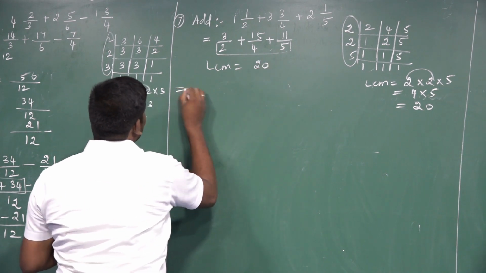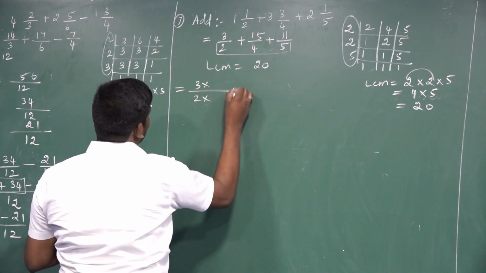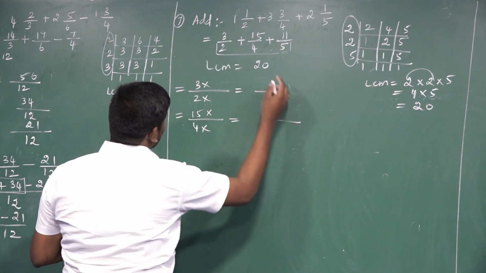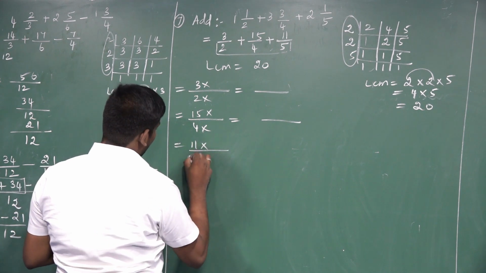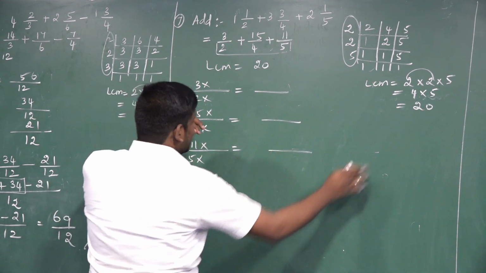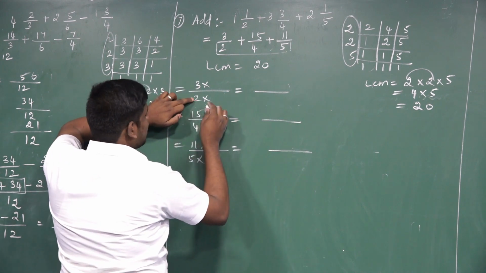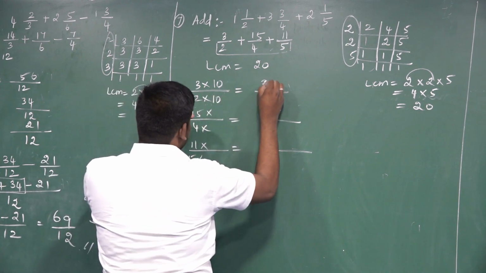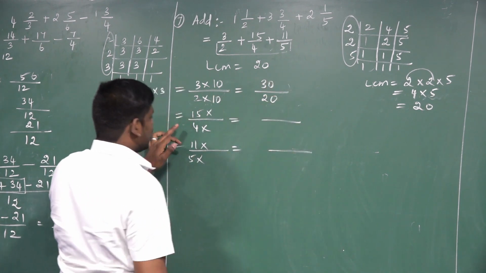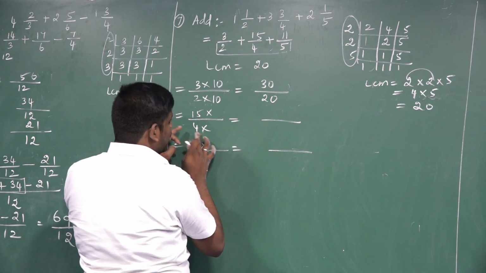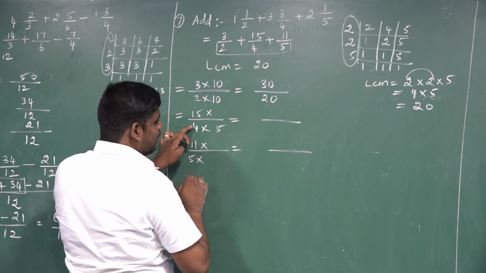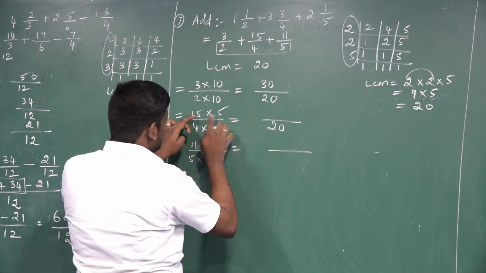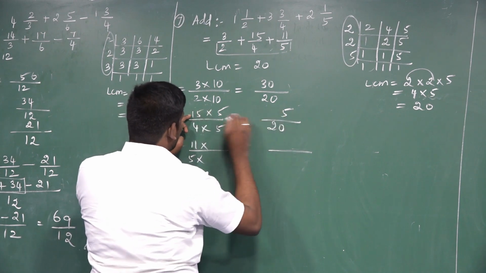20. Take and write 3 into 2. Next write 15 multiply 4 multiply. Then take and write 11 5. To get 20 as a denominator, 2 multiply with 10 and 3 also multiply with 10. 3 tens are 30. 2 tens are 20. To get 20 as a denominator, 4 is multiplied with 5 and 15 also multiply with 5. 4 5s are 20. 5 5s are 25, remaining 2. So 1 5 is 5.